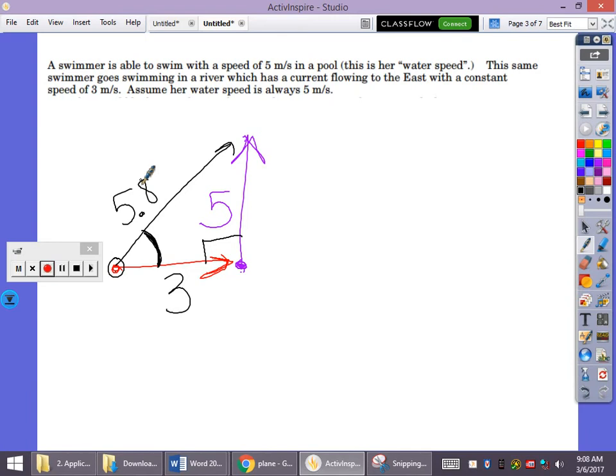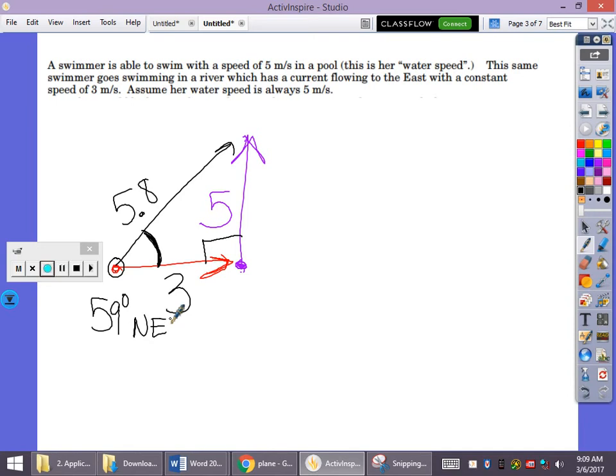Did I mess up? Did I say the wrong angle? 59. Oh, we didn't ask for the directional angle. We just went a step above. Okay, 59 degrees. 59 degrees which way? Northeast. It didn't ask for it in this question. Sorry, it just asked for the speed.